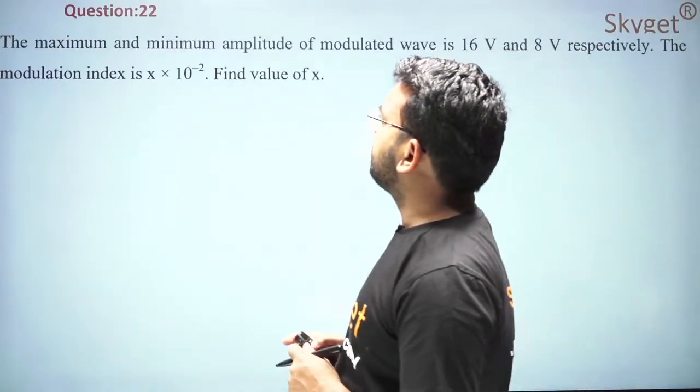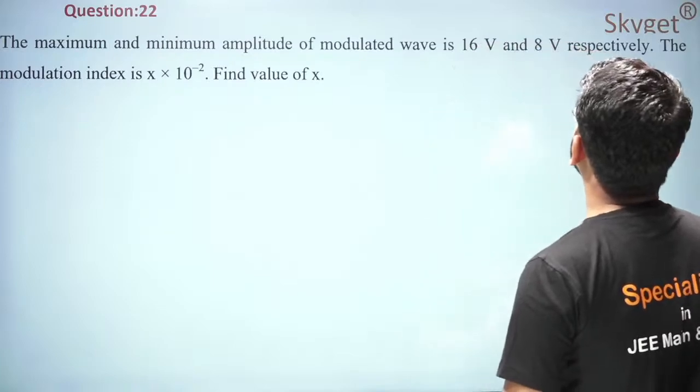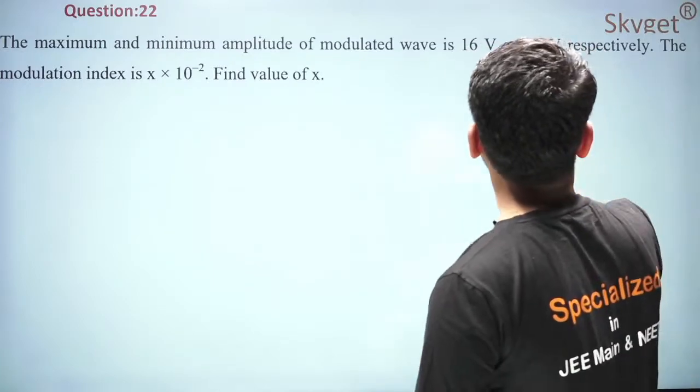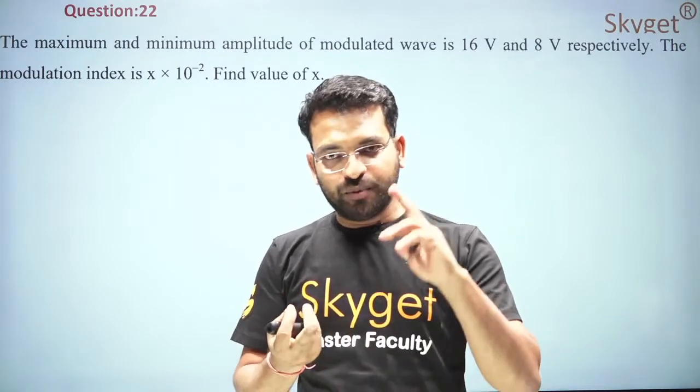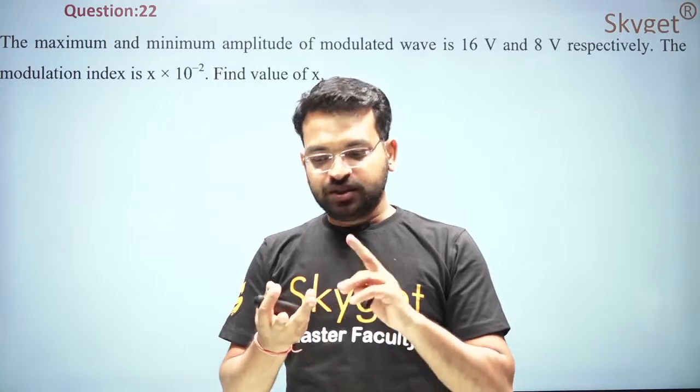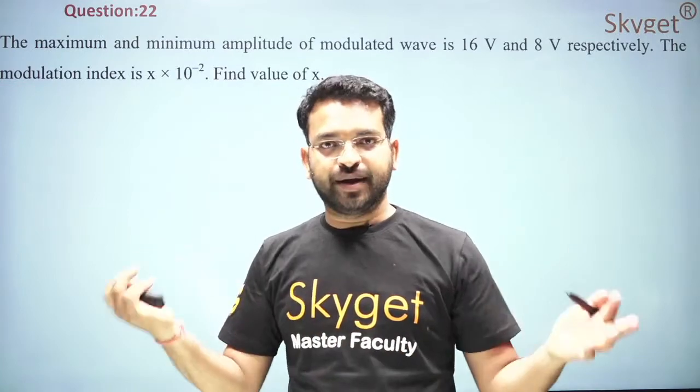Second question: the maximum and minimum amplitude of the modulated wave is given. Okay, so maximum is given, minimum is given. What is the modulation index? So many times I'm telling you that this question has come. It can be the modulation index for FM, for phase modulation, or for AM, right? This modulation index we had, right?